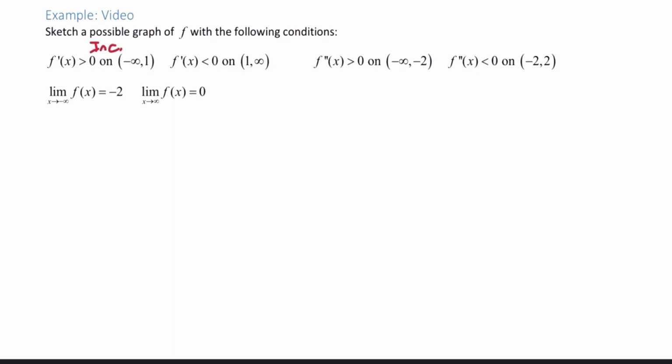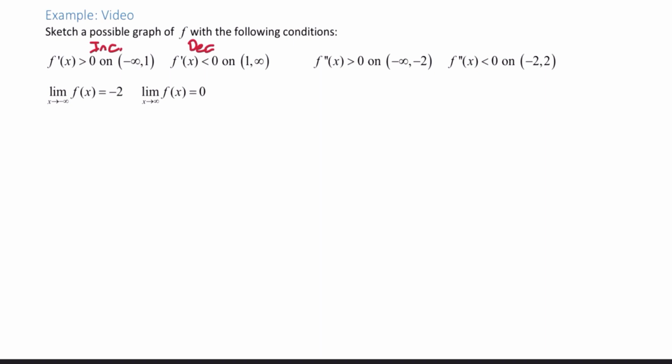Up next, f prime is less than 0. Again, the first derivative tells us whether the function is increasing or decreasing. Here, it's decreasing because the derivative is negative.